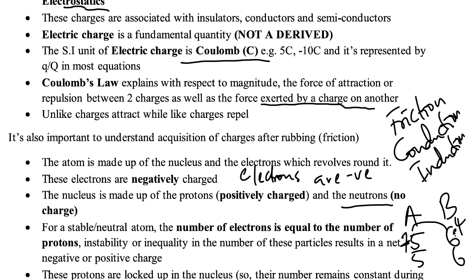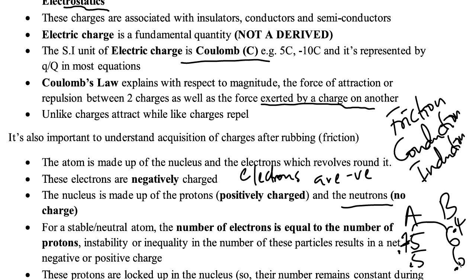I remember that the proton number does not change because it's confined in the nucleus. It has 5 protons, it has 6 protons. The proton number doesn't change. So you can now see that the number of electrons is now greater than the number of protons in A, and the number of electrons in B is less than the number of protons in B, right?